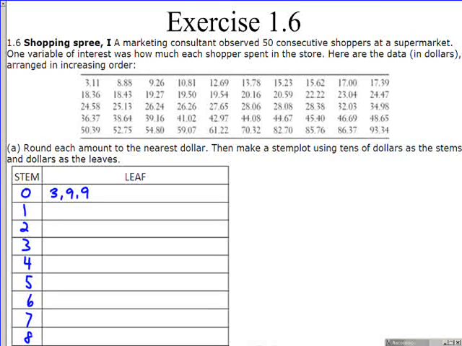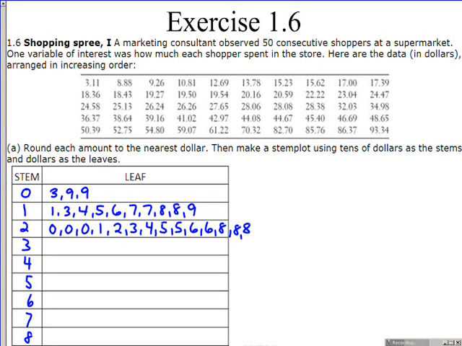For our $10 amounts, so that's anything in the teens, we have 1, 3, 4, 5, 6, 7, 7, 8, 8, and 9. In the $20 amounts, we have 0, 0, 0, 1, 2, 3, 4, 5, 5, 6, 6, 8, 8, 8. So we have a bunch of them in there.